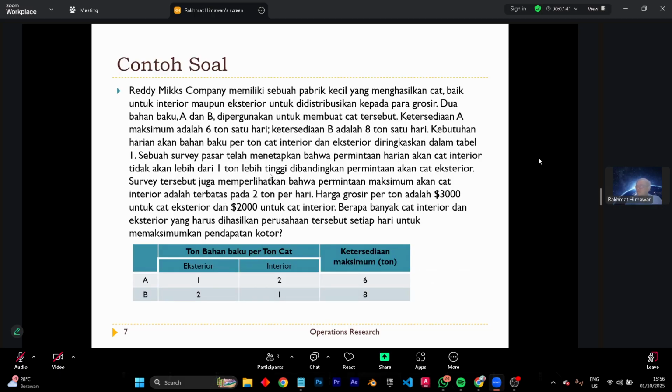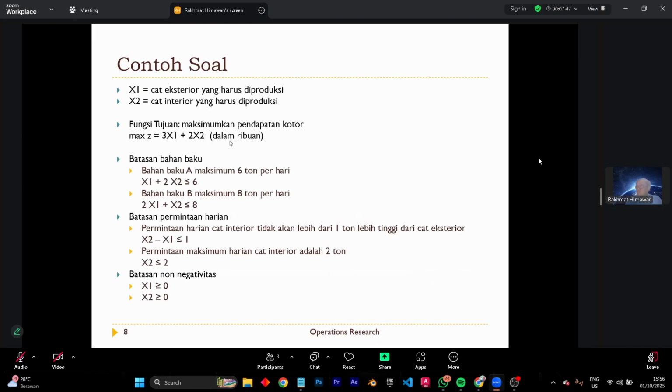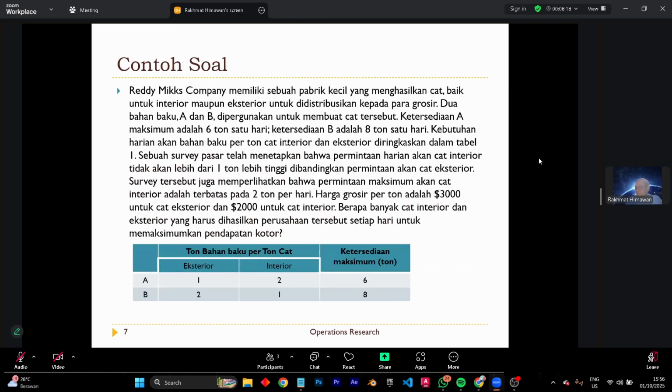I will skip this. You can read it again. But basically, we go to here. This one shows that we have two products, paint. X1 is exterior paint that has to be produced, and X2 is interior paint. Interior means inside the building, and exterior is for outside the building. The objective function is to maximize the revenue. In this case, profit maybe. Okay, revenue.